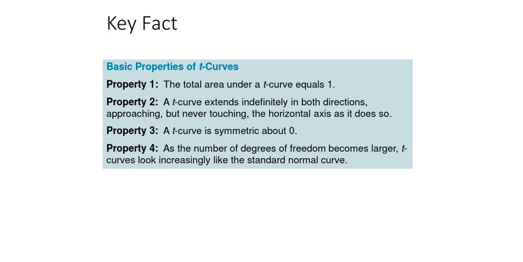And finally, as the number of degrees of freedom become larger, the T curves look increasingly like the standard normal curve. Well, that is actually the principle of our central limit theorem, which states that as our sample size increases, the distribution is going to approach what we would expect for a normal distribution. So once we get over size 30, then we would say that we should use our Z distribution instead of our T distribution normally.